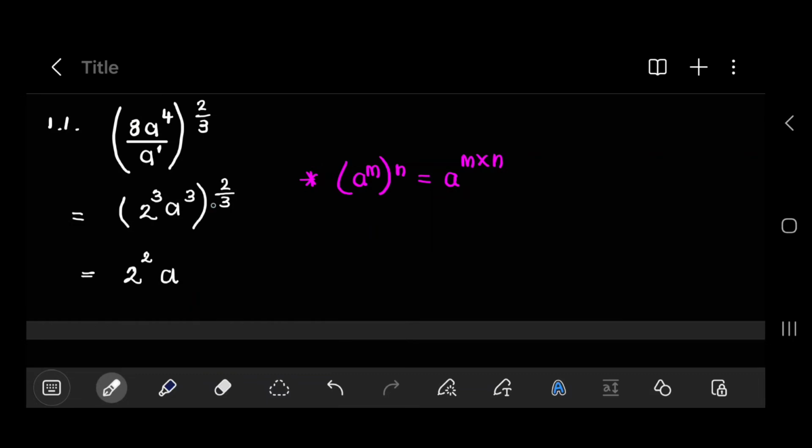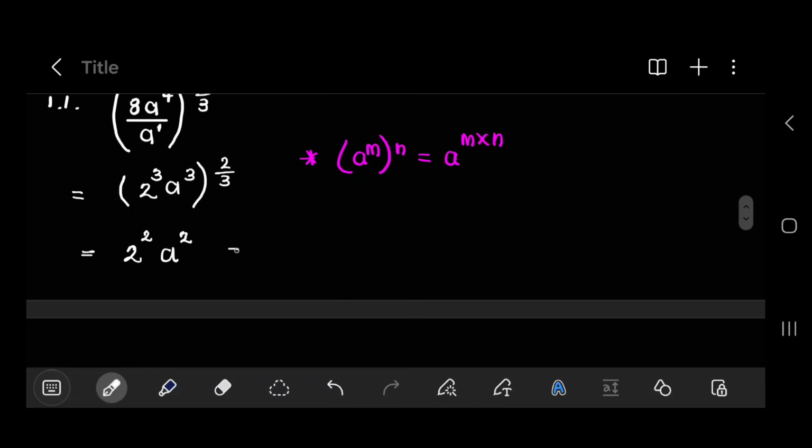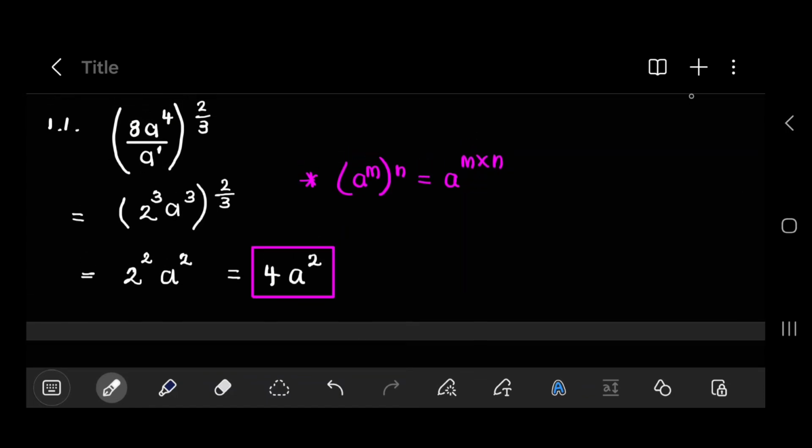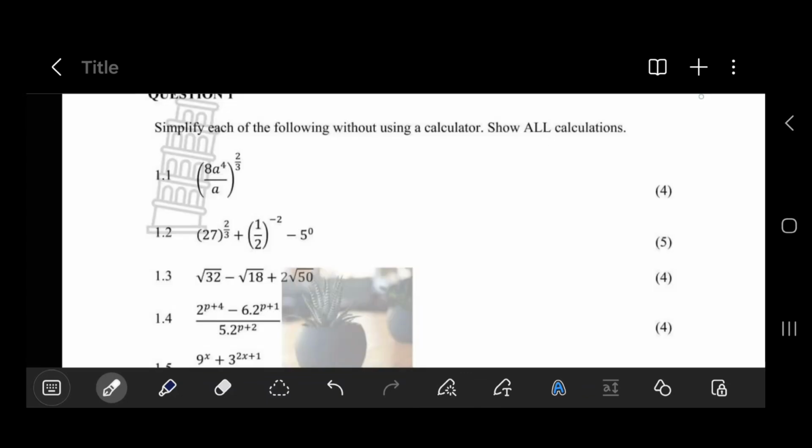And the base of a multiplying the exponents 3 times 2 over 3 gives you a squared. Now this we can further simplify. 2 squared is the same thing as 4, and a squared will remain as a squared. So that's your final answer for 1.1. Now looking at 1.2, again, this is testing you on laws of exponents. Let's just start off by rewriting what they've given us.